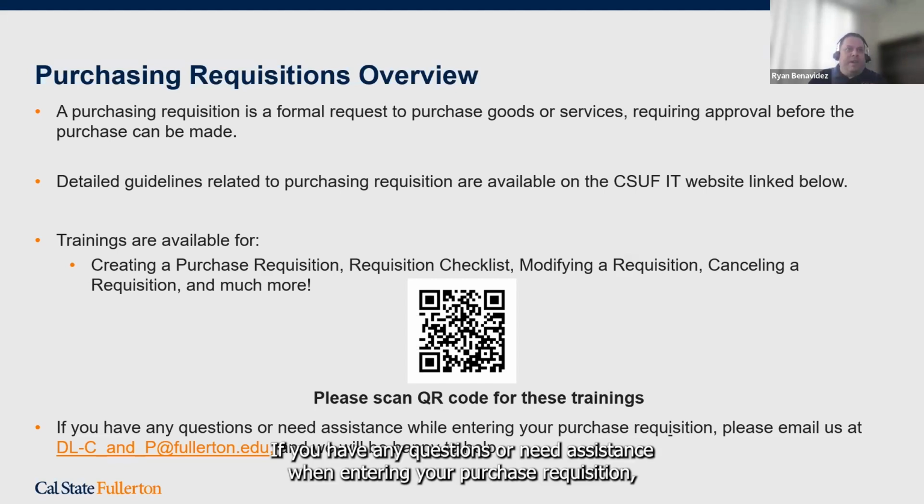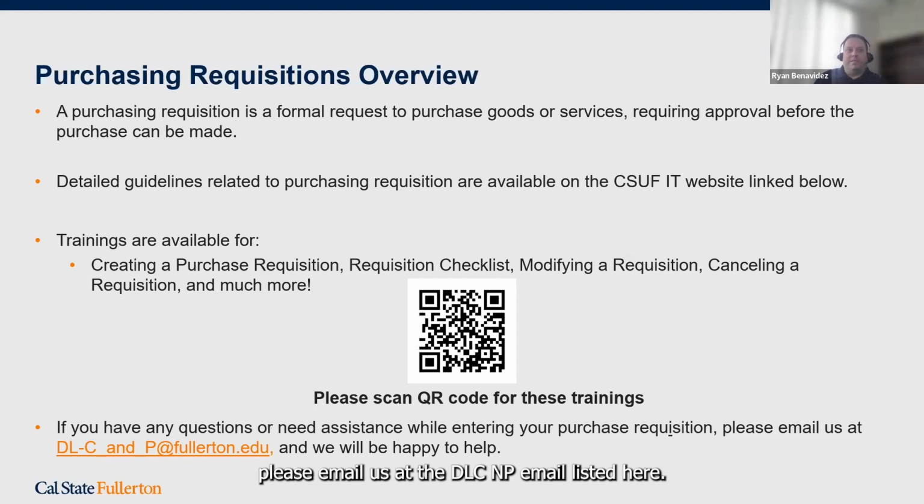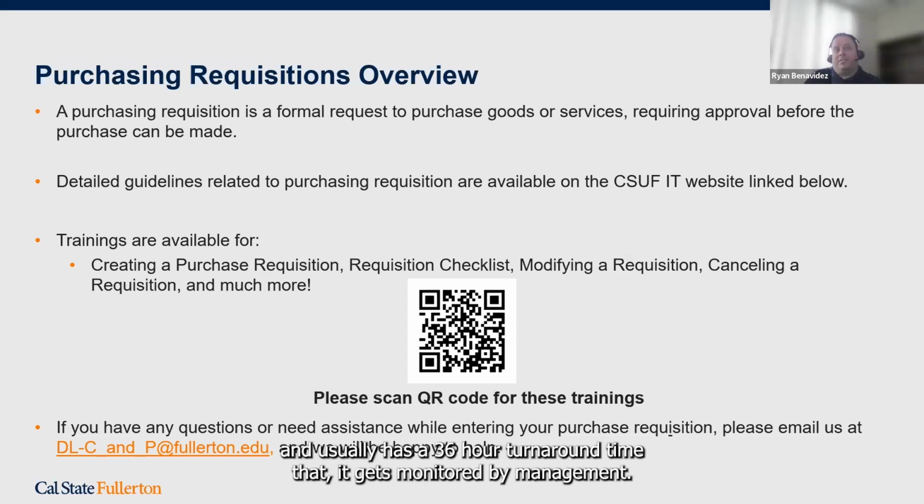At the bottom, if you have any questions or need assistance when entering your purchase requisition, please email us at the DLCNP email listed here. This email is monitored by our staff and usually has a 36-hour turnaround time that it gets monitored by management. So we just recommend you use this email.